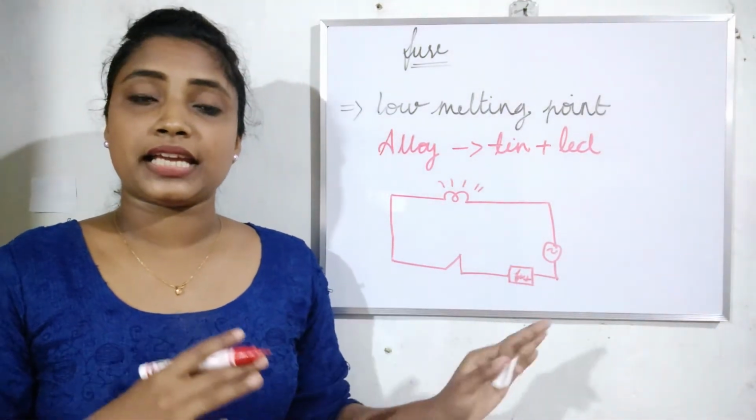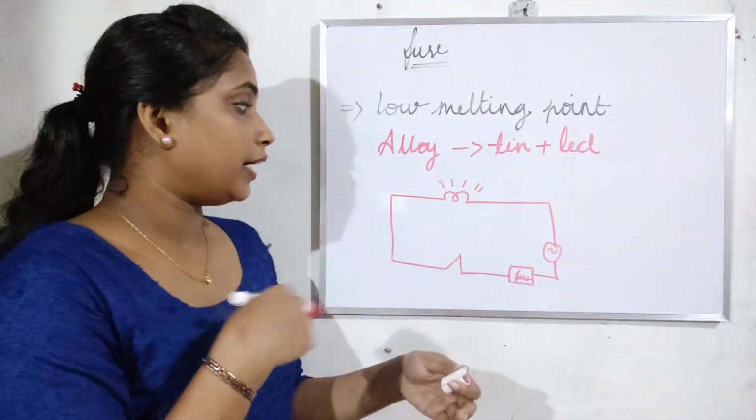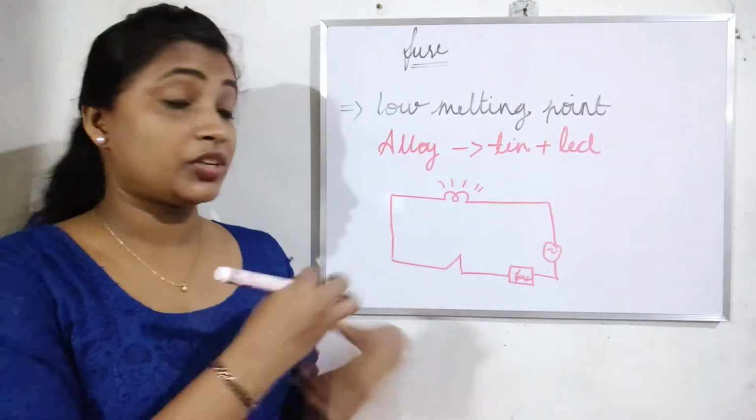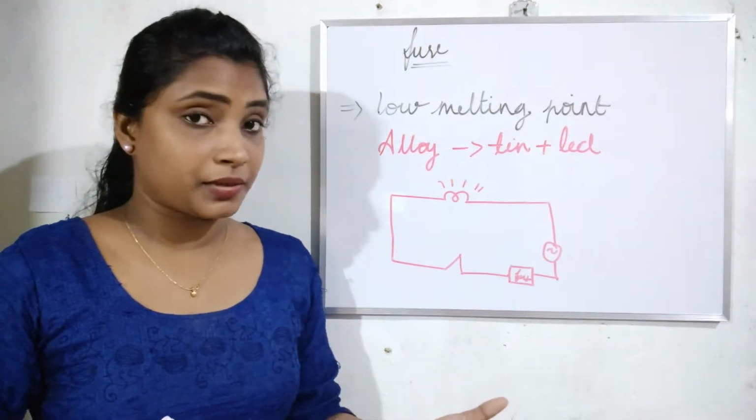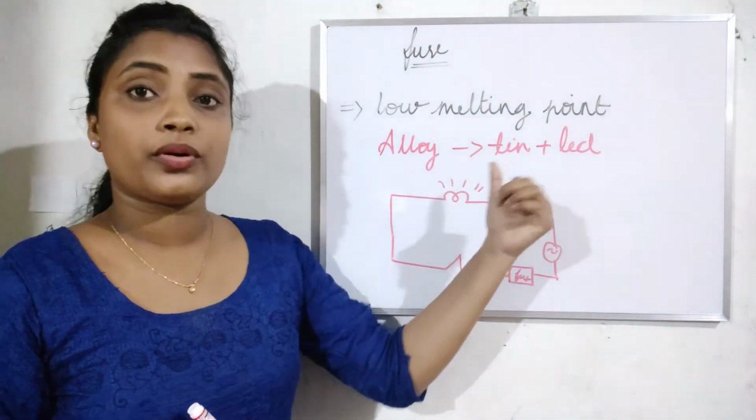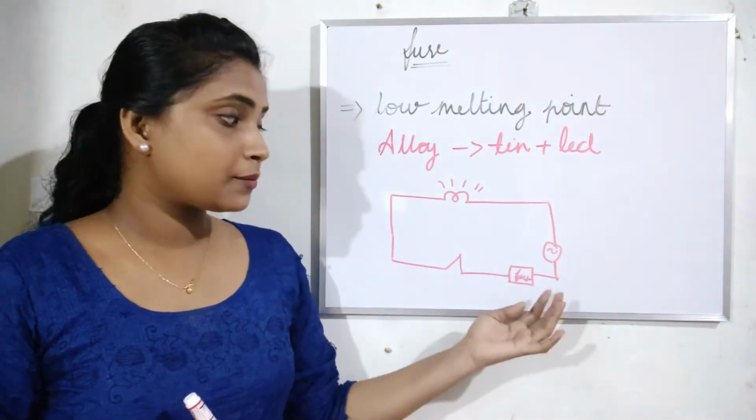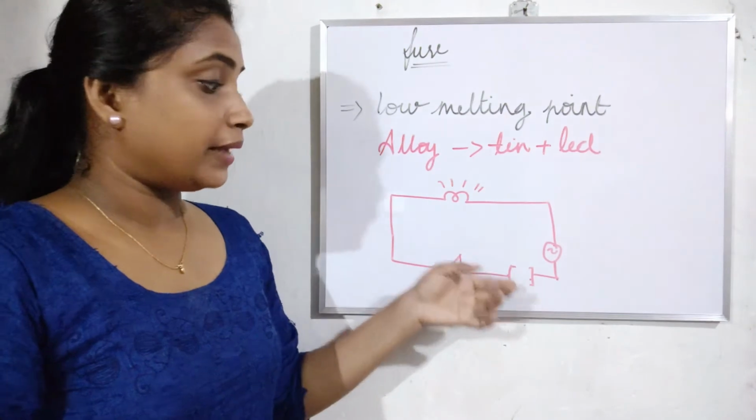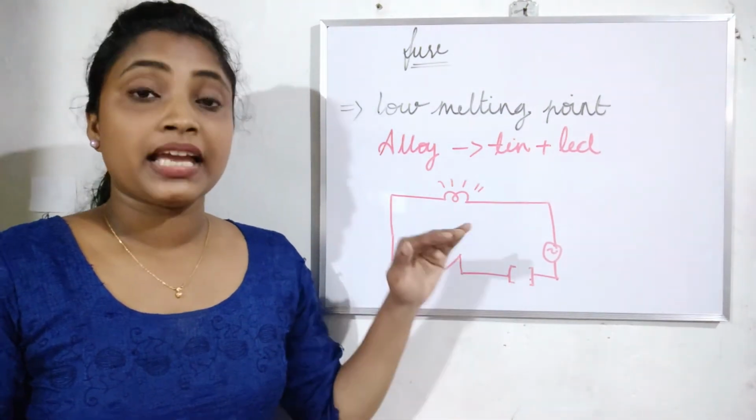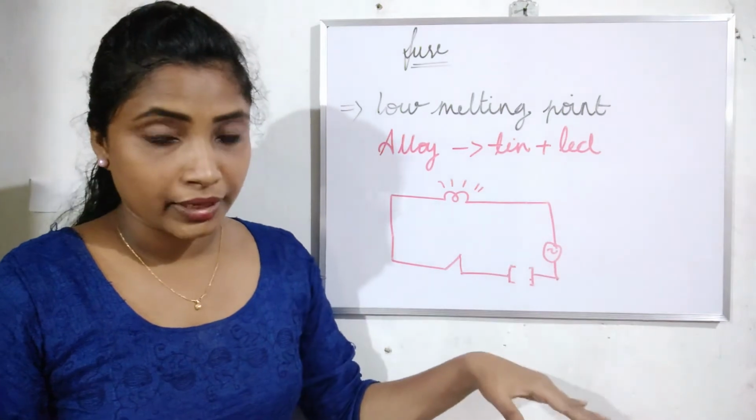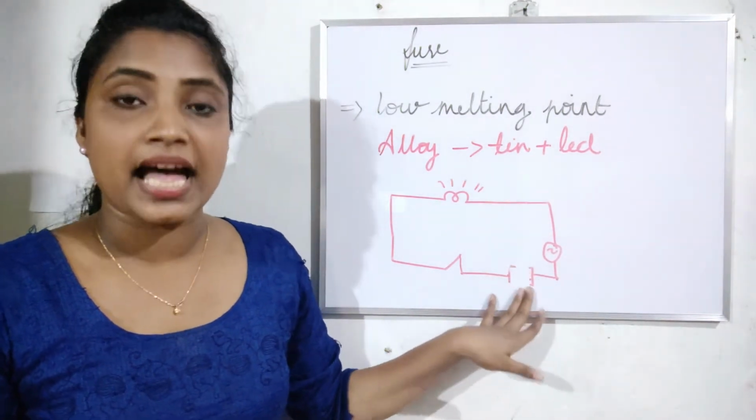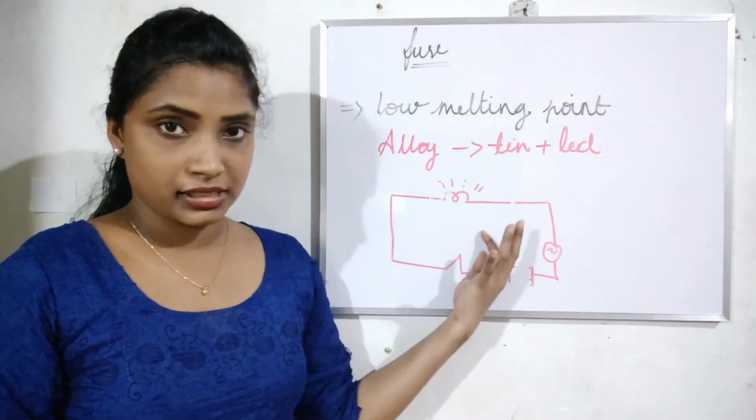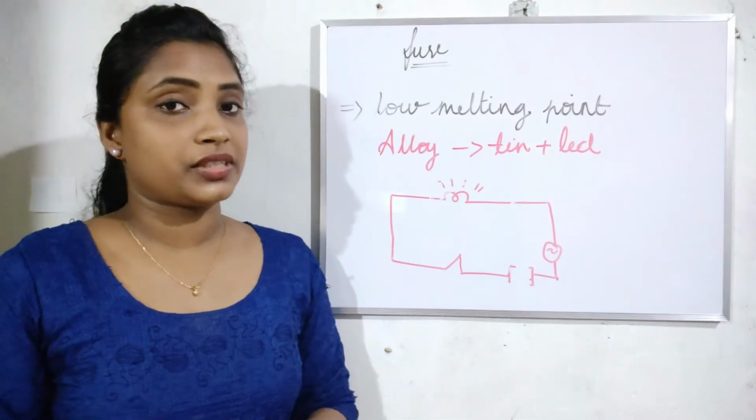And if more current is entering the circuit, or any short circuit is happening, then what happens? The temperature of the circuit increases abruptly. In that case, we know that the melting point of the fuse wire is very low and it will melt and break the circuit. Understood? In case of any short circuit or overloading, the fuse wire melts and breaks the circuit. That means it will not affect our devices. This is how the fuse wire works in our circuit.